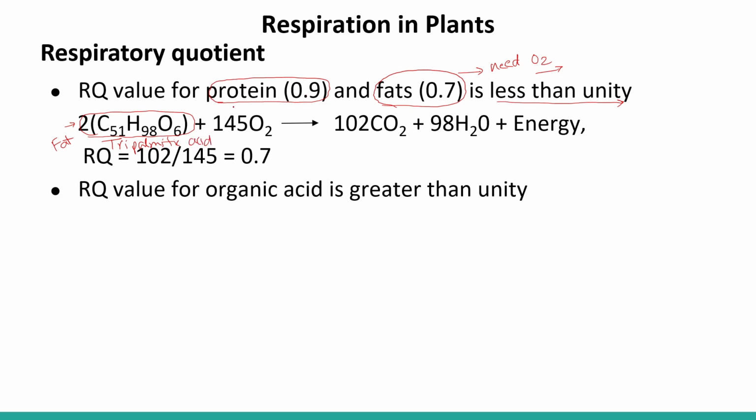Here, it is using a large amount of oxygen. Carbon dioxide produced is less. So what will be the RQ value? 102 divided by 145, which is around 0.7. So for fats, the RQ value is around 0.7. Now the RQ value for organic acids. You can just remember that the RQ value for organic acids is generally greater than unity, meaning greater than 1.